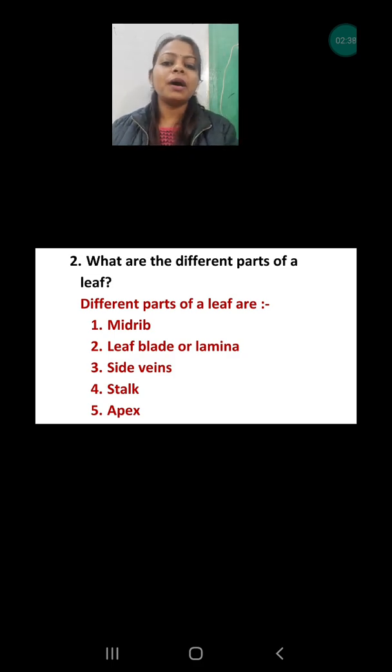The different parts of a leaf are the midrib, leaf blade, side veins, stalk, and the apex. If you know more parts and you want to write more parts of the leaf, you can write. I have written 5 or 6, and you can write whatever you know.